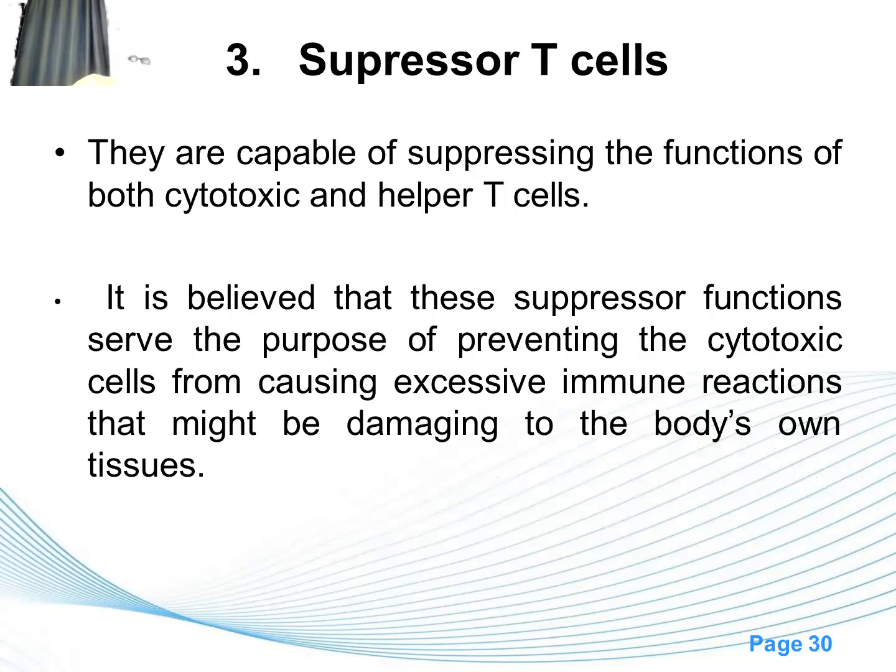So let us look at suppressor T cells. They are capable of suppressing the functions of both cytotoxic and T helper cells. This means that the suppressors serve the purpose of preventing cytotoxic cells from causing excessive immune reactions that may be damaging to the body's own cells. These suppressor cells are the ones that bring the immune system to what you call homeostasis. After the fighting of all the cells, these are the ones who suppress the cells so that they don't continue causing damage, and now the immune system is restored to its normal function.